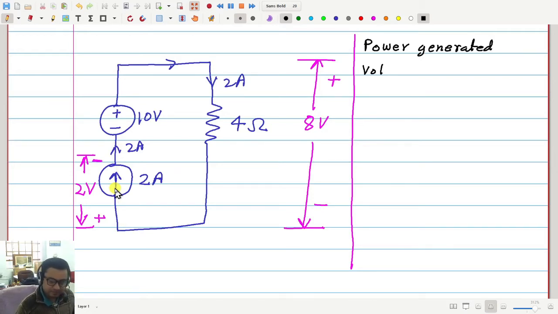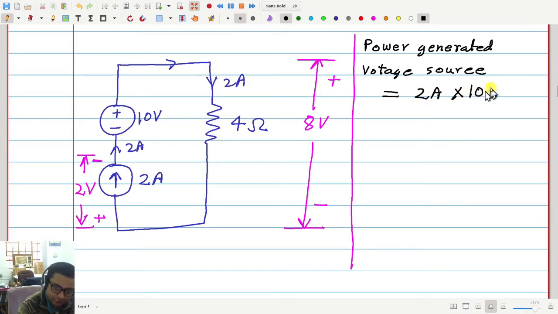Now the question that I am asking: how much is the power generated by the voltage source? Of course, power is the product of the voltage and the current through this source. Voltage is 10 volt and current is 2 ampere. So 2 ampere into 10 volt is 20 watt, correct?